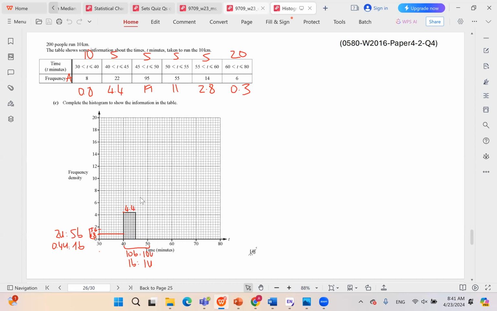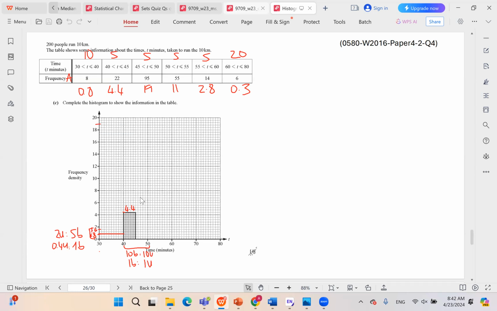And then from 45 to 50, we want to go all the way up to 19. 19 will be halfway between 20 and 18. So this is, or not quite, excuse me. So we have 1, 2, 3, 4, 5. So 18.4, 18.8, 19.2, 19.6, and 20. So it's not exactly correct. It's supposed to be halfway between the 2 boxes. This is the more accurate estimation.